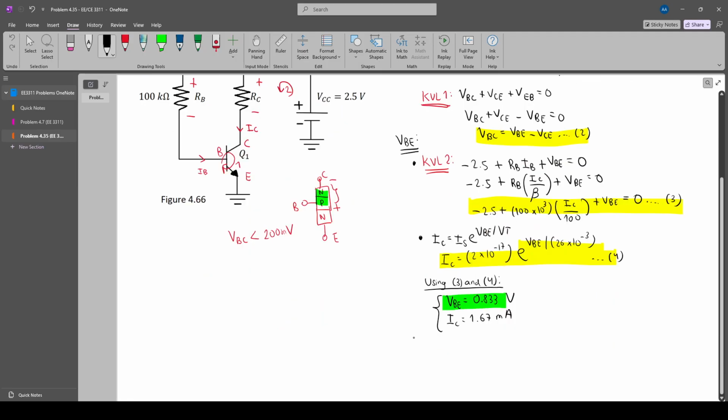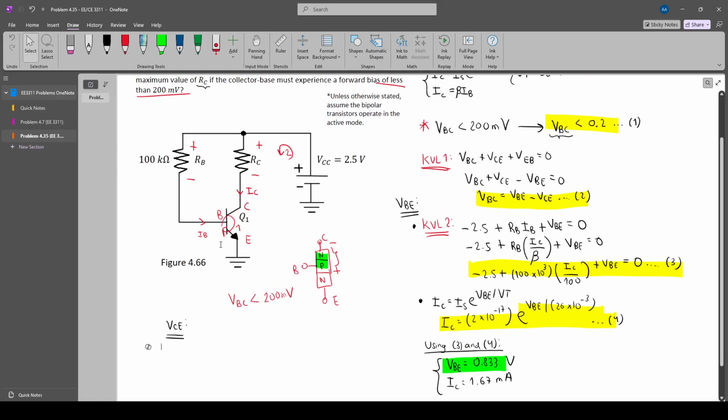Okay, so now let's work with VCE. Let's do it here. VCE. Okay, if we want to find VCE, what we can do is another KVL. Let's call this KVL 3. In this KVL we go from this ground all the way through this resistor and through the collector emitter junction to ground again. Okay, so let's start. Point 1, this KVL 3.